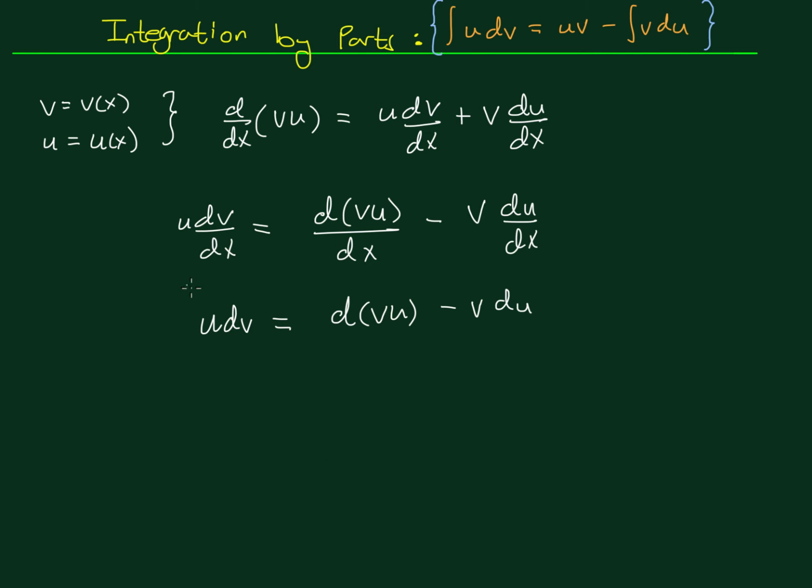Okay. Now all I have to do now is just integrate both sides of the equation, and we see that the integral of u dv is going to be equal to the integral of d(vu) minus the integral of v du. The integral of d(vu) is just vu, v times u. So we find that the integral of u dv is equal to v times u minus the integral of v du, which is the integration by parts formula.